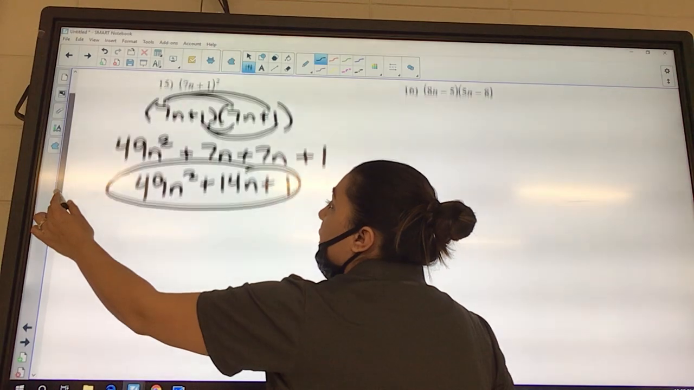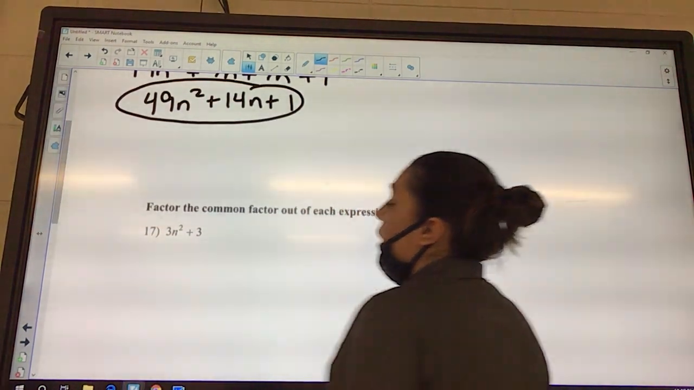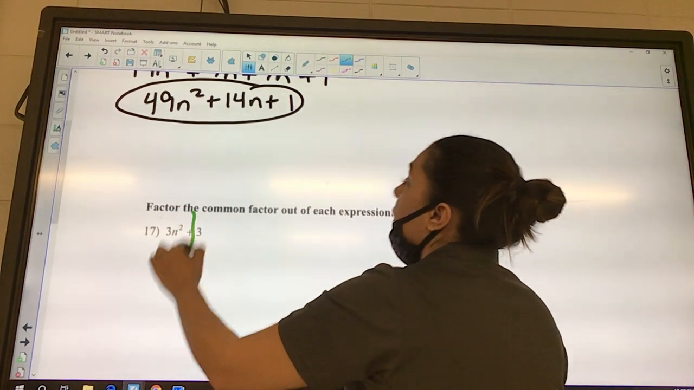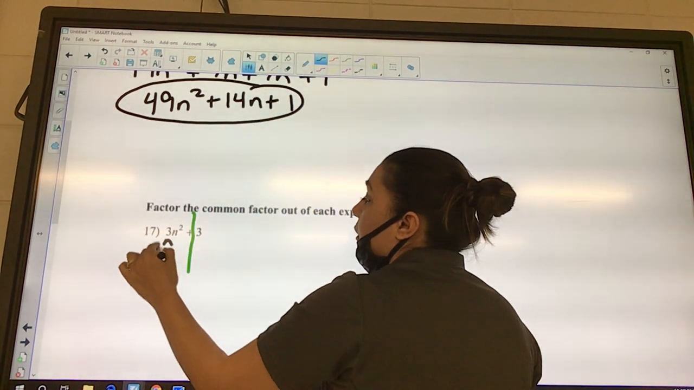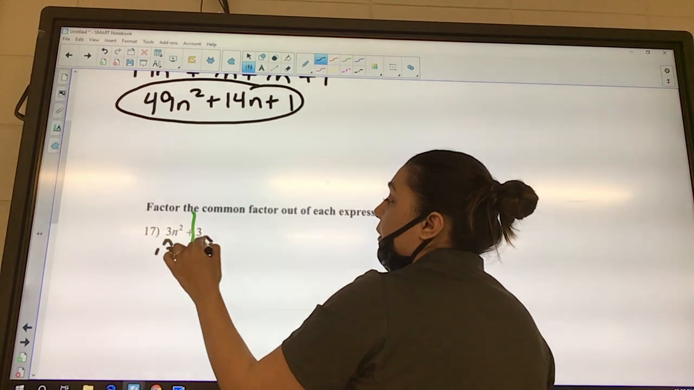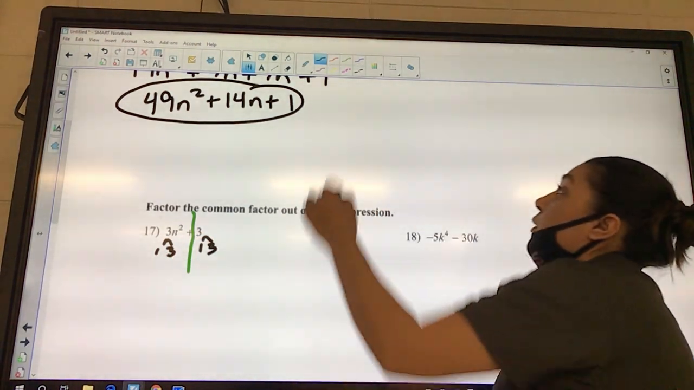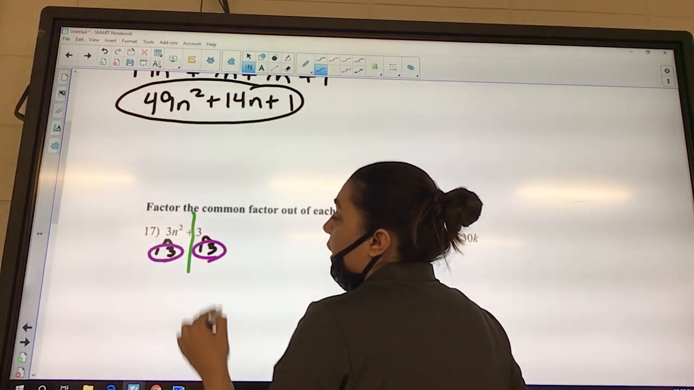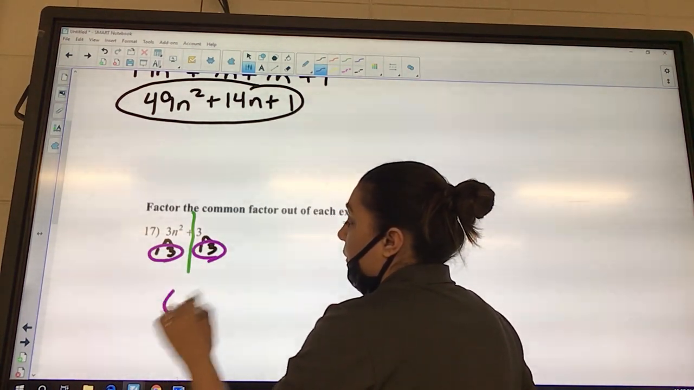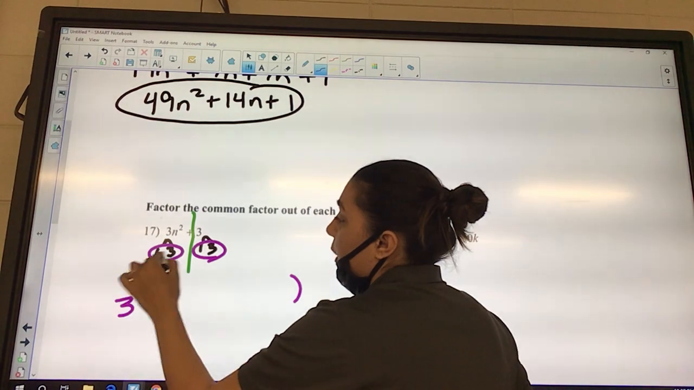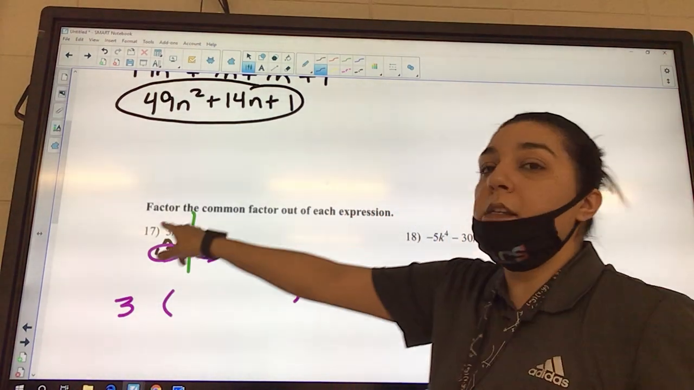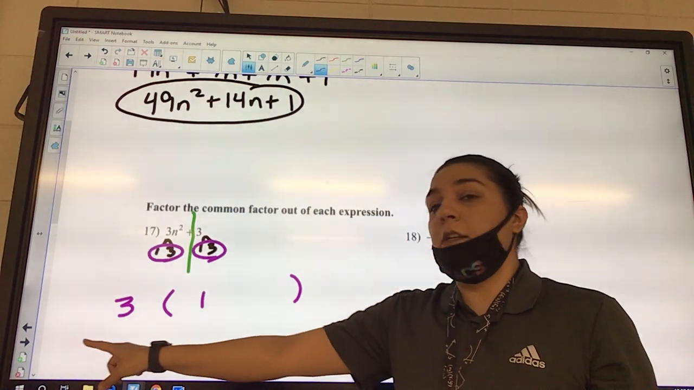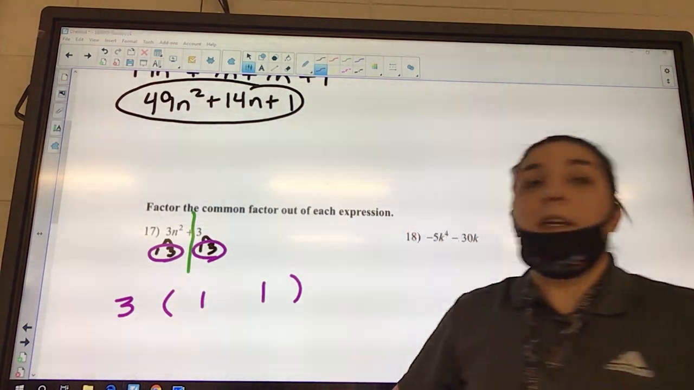Okay, the next section says factor out each common expression. So this is the one where you need to draw. What are some factors of 3? 1 and 3. And what about this one? 1 and 3. So our matches are 1 and 3. What can we pull out? A 3. 3 divided by 3 is 1. We keep our signs.